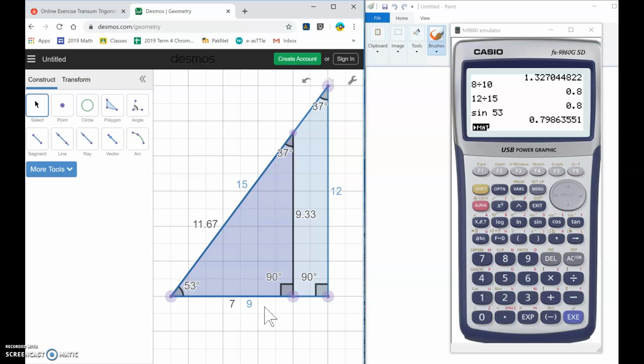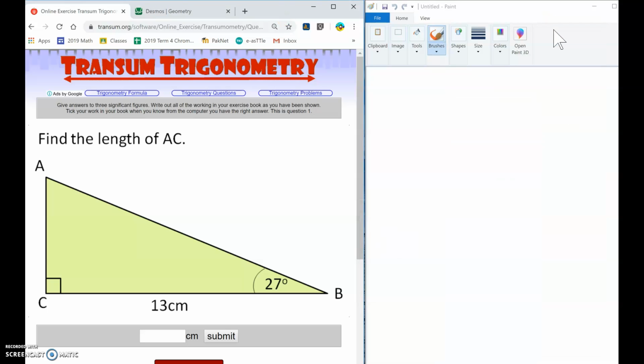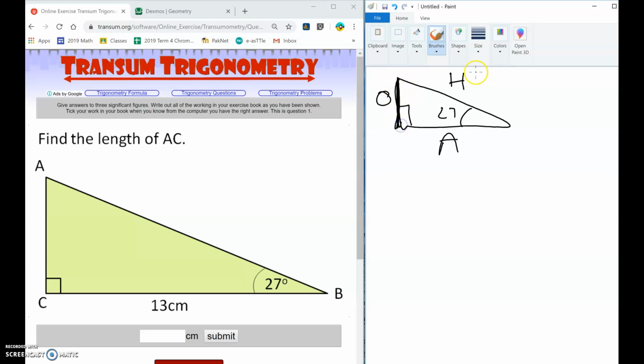If we know two sides, let's just do the exercise, right? So let's have a look at this. Find the length AC. So what I do first is, here's my triangle, here's my 27. That's going to be my opposite, that's my right angle, so that's my hypotenuse, and that's my adjacent. It says find AC, so AC is the opposite. So this one here, I don't have and I don't need.